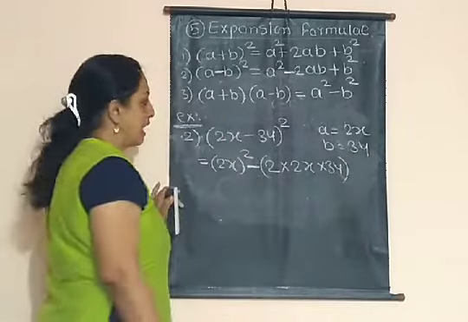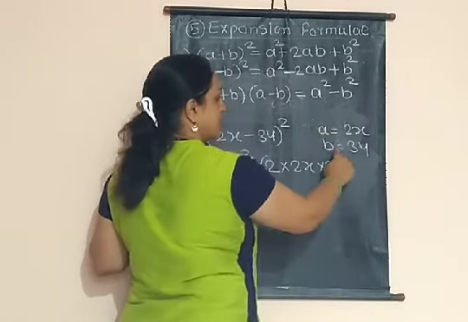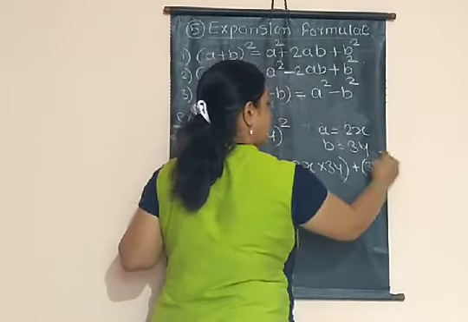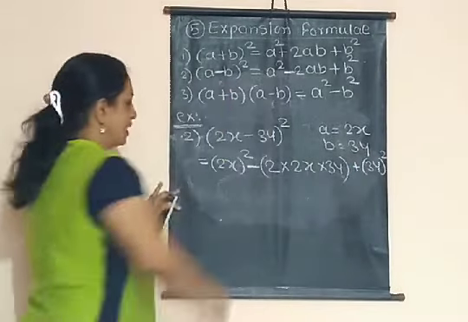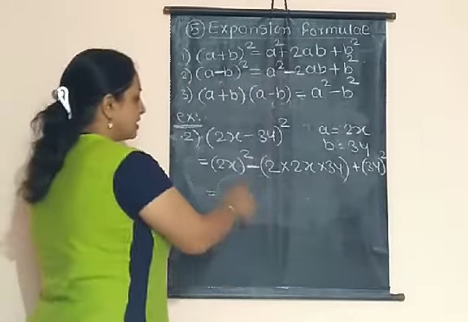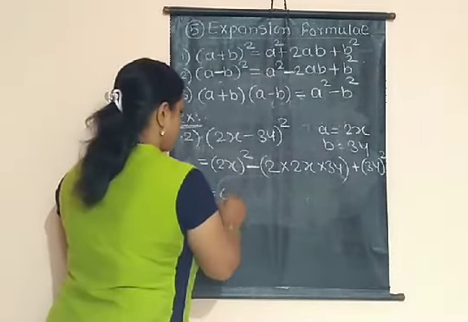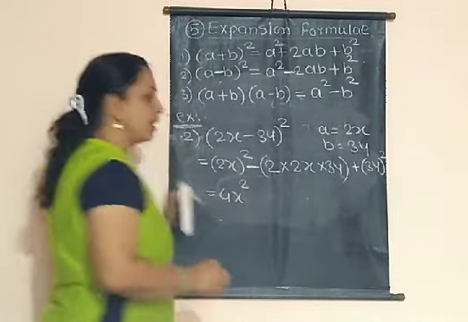Okay, and then after that what is the third term? That is the square of that b. It means (3y) bracket square. Okay, now let's solve this. What is the square of twice x? That is 4x square. 4x square.